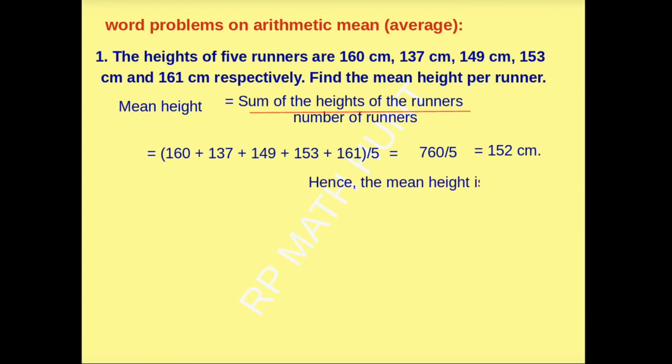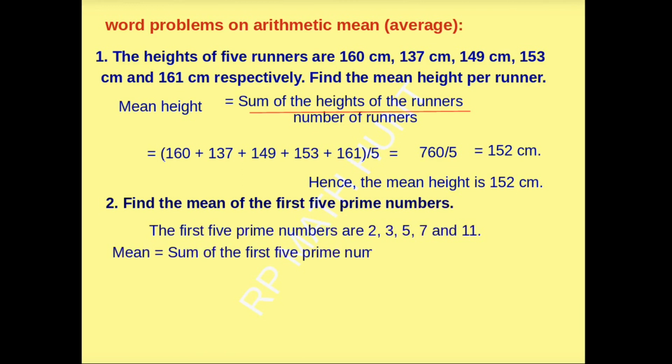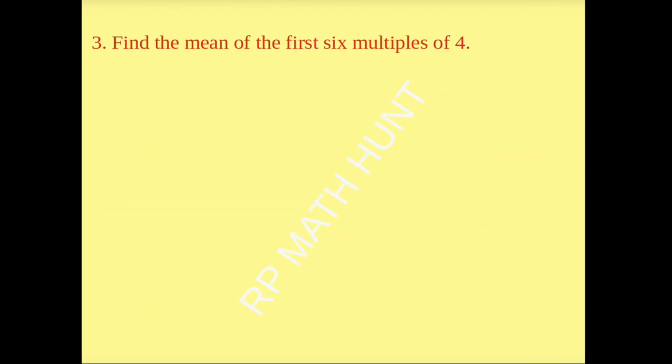Hence, the mean height is 152 centimeters. Another example, find the mean of the first five prime numbers. The first five prime numbers are 2, 3, 5, 7 and 11. Now mean is equal to sum of the first five prime numbers divided by number of primes. 2 plus 3 plus 5 plus 7 plus 11 by 5. That is equal to 28 by 5, which is 5.6. Hence, the mean of the data is 5.6.